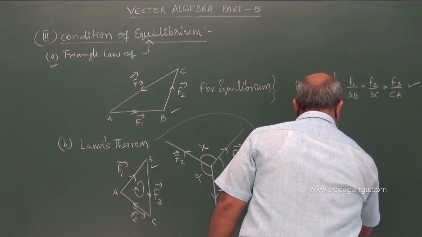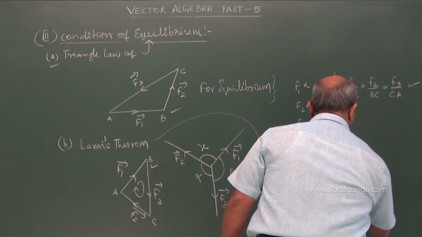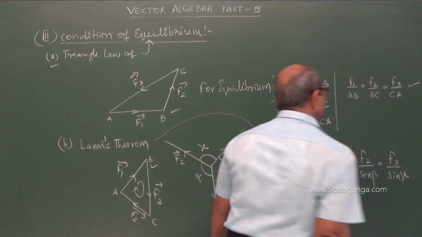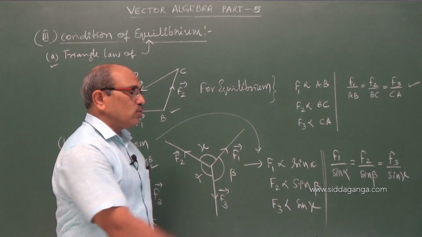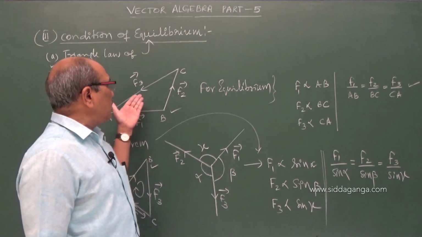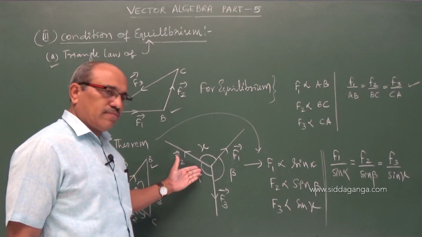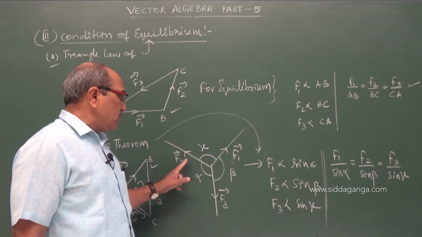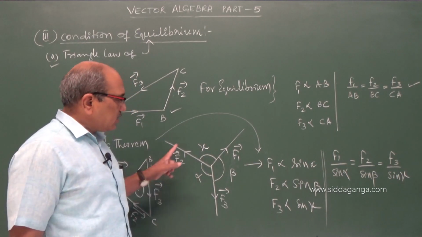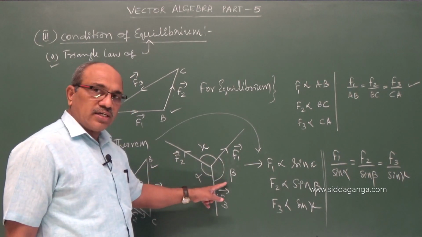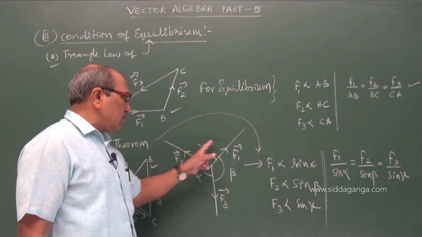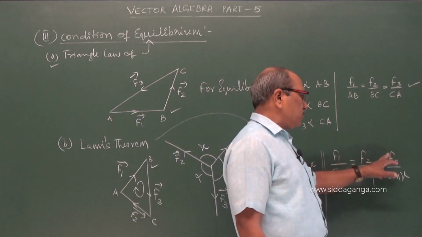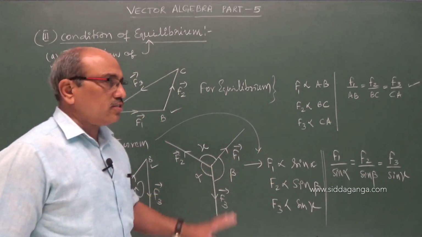F1 by sine alpha, F2 by sine beta, F3 by sine gamma is a constant. Those ratios will be constant. Helpful relations, whether it is the law of triangle keeping the body in equilibrium or Lami's theorem. F1 by sine of the angle between the other two vectors, alpha. F2 by sine of the angle between the other two vectors, sine beta. F3 by sine of the angle between the other two vectors, sine gamma. F1 by sine alpha, F2 by sine beta, F3 by sine gamma is always a constant.